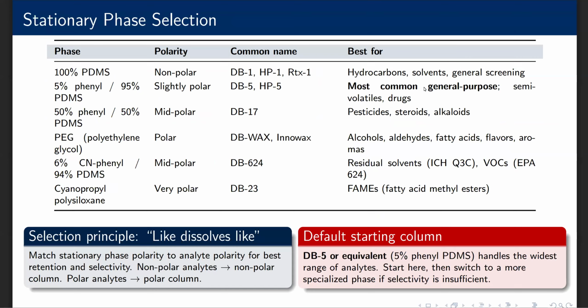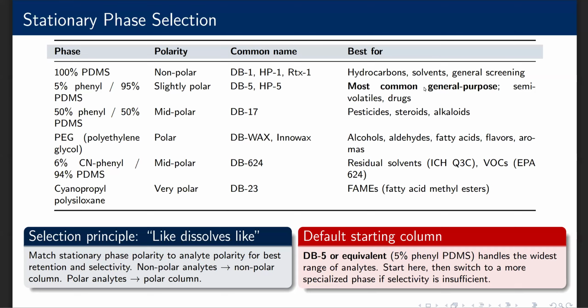is the single most popular GC column in the world. It handles an enormous range of analytes and is the default starting point for method development. The DB624 column deserves special attention because it is the regulatory standard for residual solvent analysis under ICH Q3C. If you work in pharmaceutical manufacturing, you will use this column.